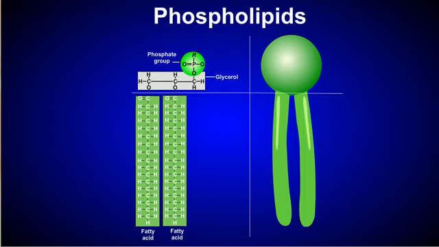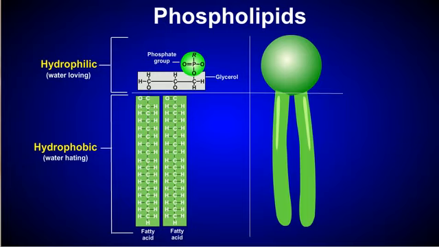The phosphate head of the molecule is hydrophilic, or water-loving. This means that it interacts well with water. The fatty acid tails, however, are hydrophobic, or water-hating, and do not interact well with water.